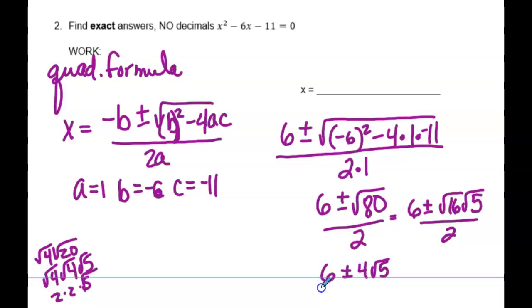Now, remember, it's really like this is over 2 and this is over 2. So what is that going to reduce to? 6 over 2 would be 3. And here 4 over 2 would be 2 square roots of 5.